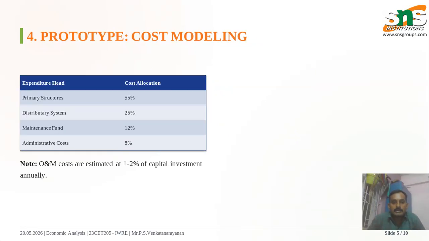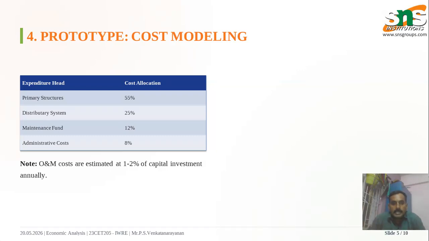This slide explains cost modeling in irrigation projects. Cost allocation is divided among different project components. According to this example, primary structures such as dams and headworks consume about 55% of total cost. The distributary canal system accounts for 25% because it involves transportation of water to agricultural fields. Maintenance funds contribute around 12%, while administrative expenses take about 8%.